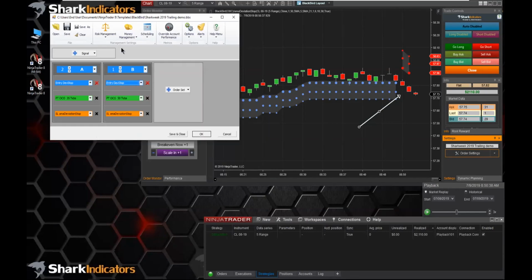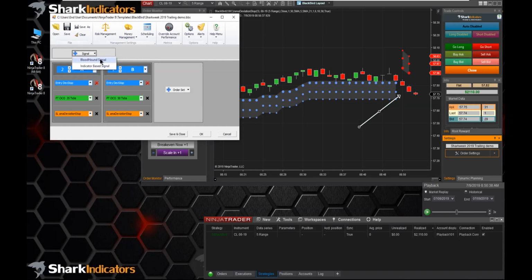Let me show you up here. The signals. So the trade signals here, this is what turns BlackBird into a full auto trader. Right now, BlackBird's not going to enter a trade by itself because it doesn't know when it should. So if you want to turn BlackBird into a full auto trader, all you need to do is supply trade signals to it. And there's basically two options here.